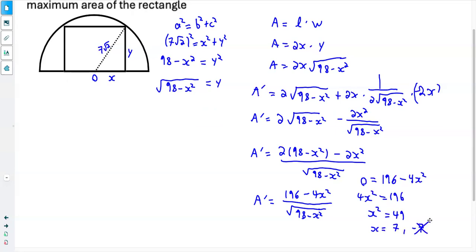Now, once again, -7 doesn't make sense in this context, and we should probably look at our domain. So for our domain, we know x should be greater than 0, because it doesn't make sense to have a negative side length. Now, if we look at our equation here, we know that we can't have 0 in our denominator, nor can we have a negative in here. And that means that x can't be any bigger than 7 root 2.